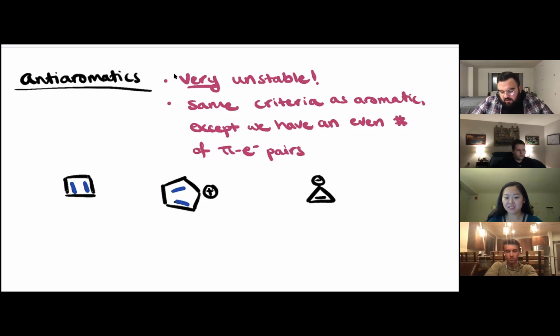Okay, here you have this 3-membered ring with a negative charge. Here you have 2 pairs of pi electrons because the lone pair from that negative charge counts. So 1, 2, anti-aromatic. Okay, and then not aromatic.